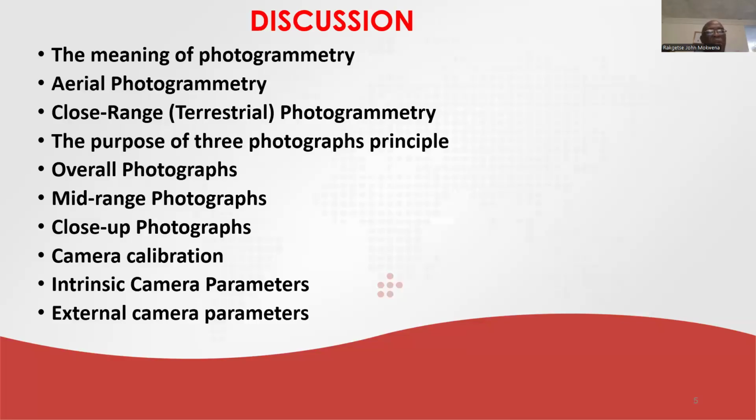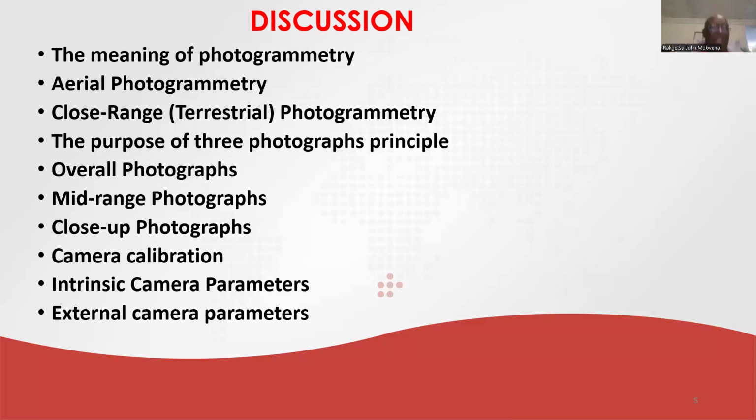The mid-range photograph is the photograph we take of a specific object, and it is the middle one. We call it the mid photograph. The close-up photograph is where we photograph a small object specifically for identification, whereby you are able to see the serial number of an object like a firearm, at close range. These are the three principles of photography.